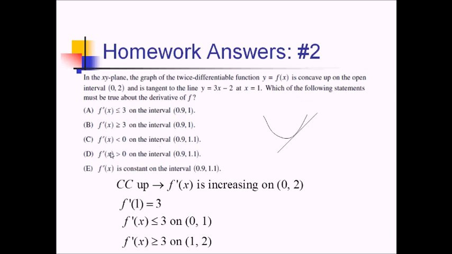Choice D is a little bit tougher. F prime is greater than 0 on the interval from 0.9 to 1.1. But again, we don't know how much less than 3 our slope is until we actually get to that x value of 1. We know it has to be less than 3 on the interval x equals 0 to x equals 1. We don't know how much less than 3. It might be negative for all we know. So choice D, we can't pick that one either.